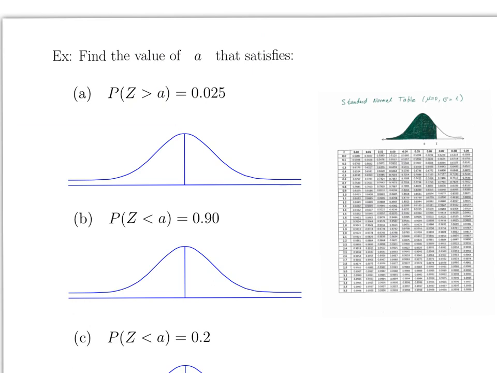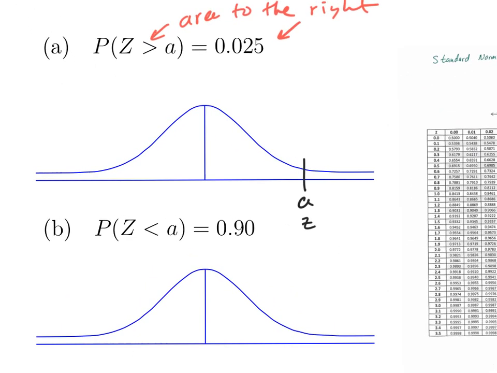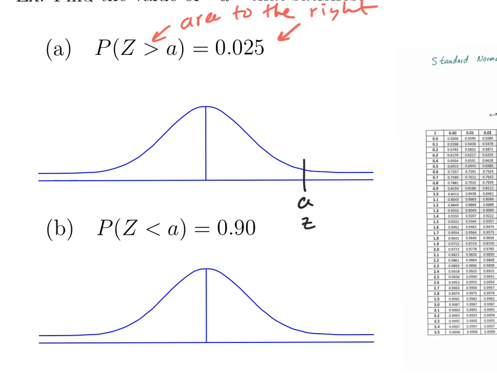Okay, so how do we know that this is the area to the right? Because it's what? Greater, right? So this means area to the right. It's telling you the area to the right is this. Okay? So, for lack of a better name, we just call this A, but this is technically the letter Z also. Okay? So, this is telling you that this area is 0.025, which is what we used to call the green area, right?